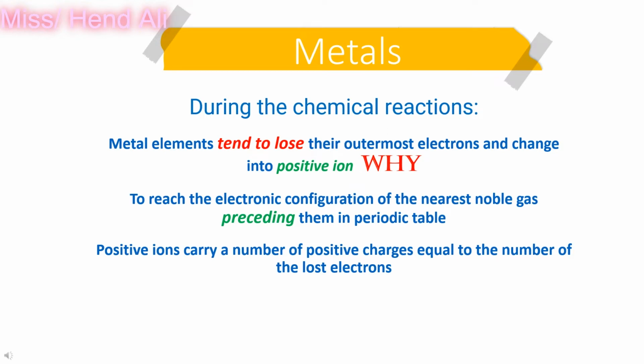Positive ions carry a number of positive charges equal to the number of lost electrons. We call them positive ions and not negative ions because after they have changed into ions, the number of positive charges, which is protons, is more than the number of electrons. So we call it a positive ion.